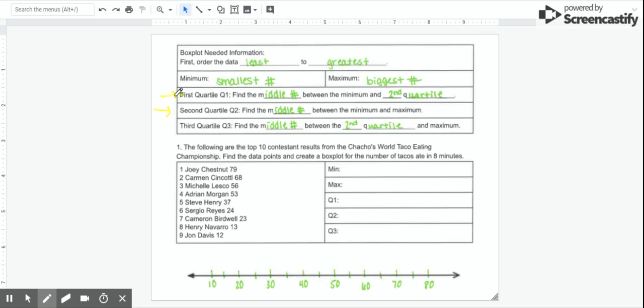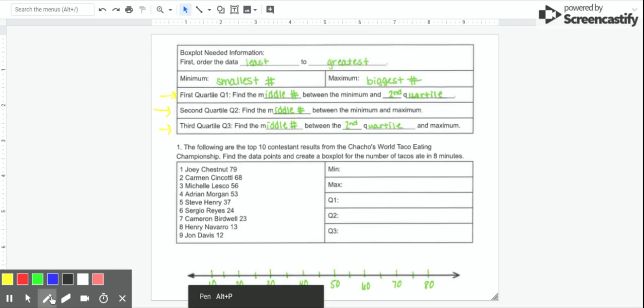And then once you've found the middle of your data, you're going to find the middle of the first half, which is going to be Q1. So find the middle number between the minimum, the beginning of your data, and the middle. And then there's Q3, which is the middle number for the second half of your data, in between the middle and the maximum. And now let's actually put that to use.